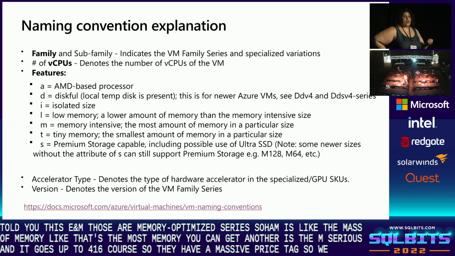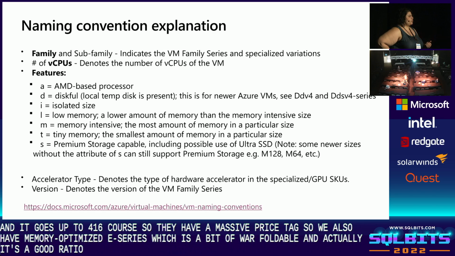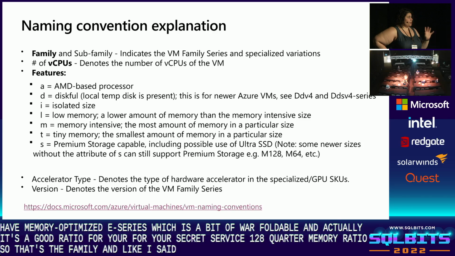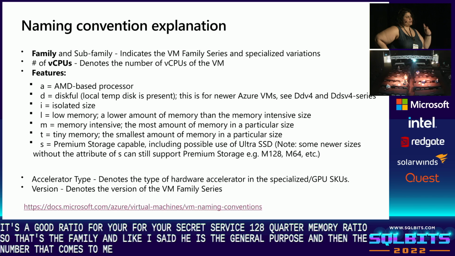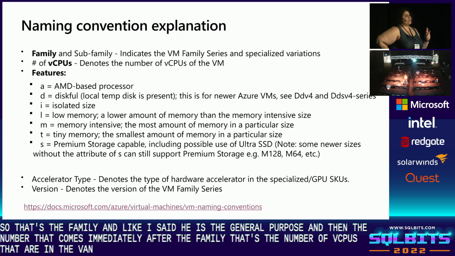So we also have memory optimized E series, which is a little more affordable. And actually, it's a good ratio for your SQL servers. It's got a 1:8 core to memory ratio. So that's the family, and like I said, D is the general purpose. And then the number that comes immediately after the family, that's the number of vCPUs that are in the VM. So a D8SV5, for example, has 8 vCPUs.